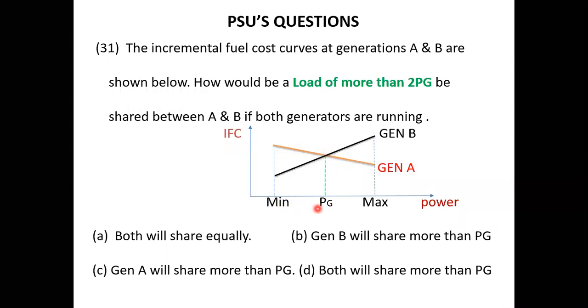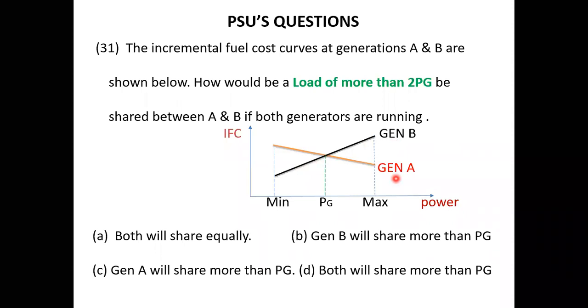But from minimum to PG, tell me the answer. What generator will take more amount of power? Means we need to consider from minimum amount of power generation to the PG. So in between these two, generator B has a less amount of incremental fuel cost. So that's why generator B will take more amount of power. And after PG, when you consider these two characteristics, generator A has less incremental fuel cost when compared to generator B. So that's why after 2 PG, generator A will take more amount of power.